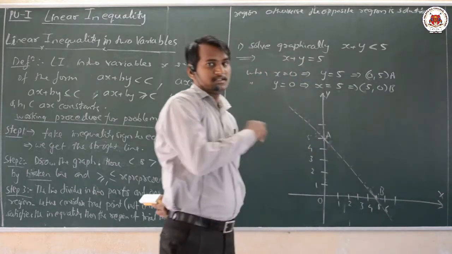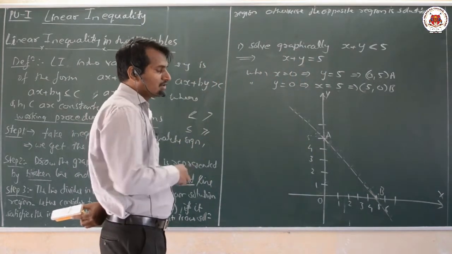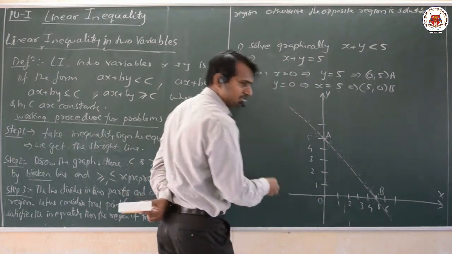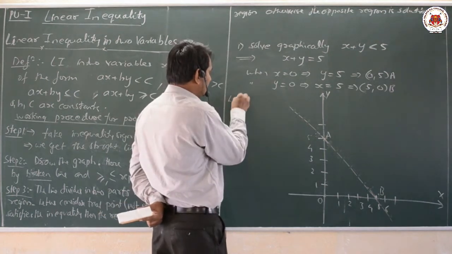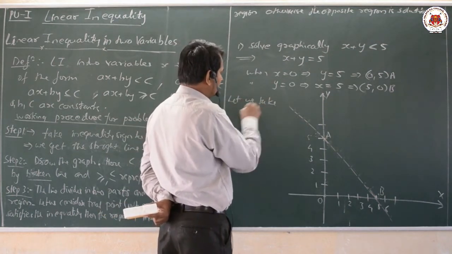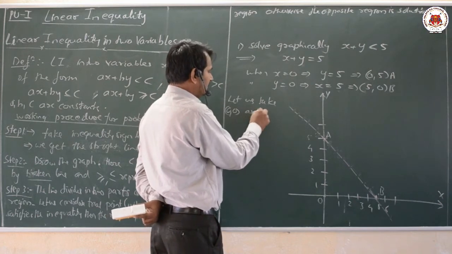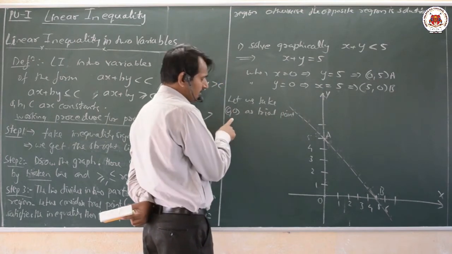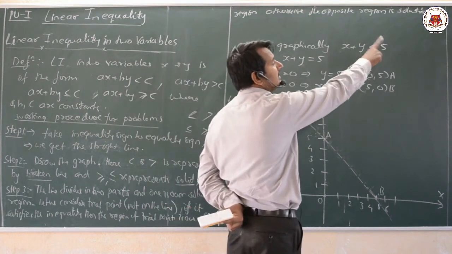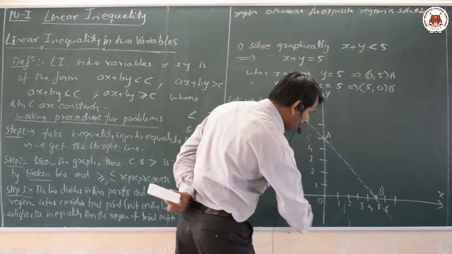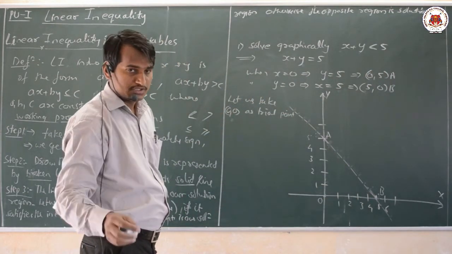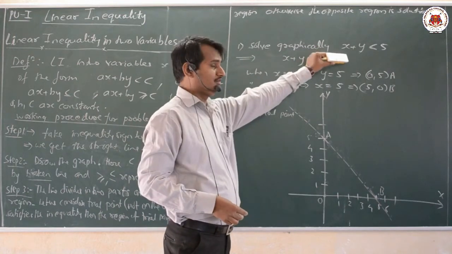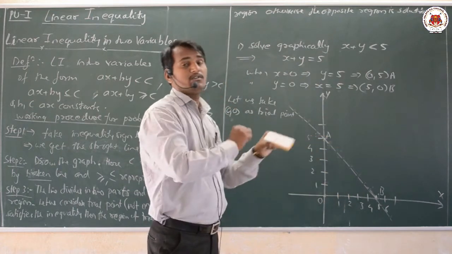Okay dear students, that is nothing but our required thing. Now we shall explain this particular example. Let us take a trial point, very simple, 0, 0 as a trial point. If this trial point satisfies x plus y less than 5, then this whole region is our required solution region. And if this point does not satisfy the inequation, then this region is not our solution region.